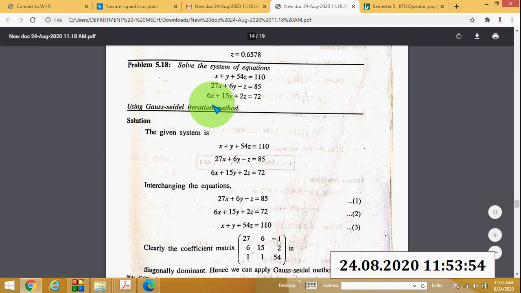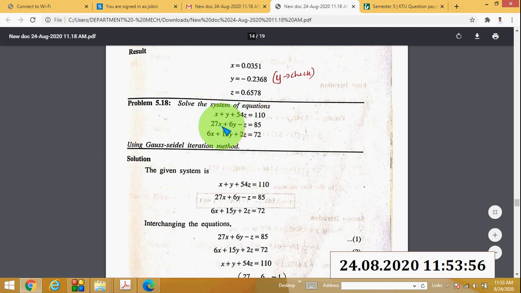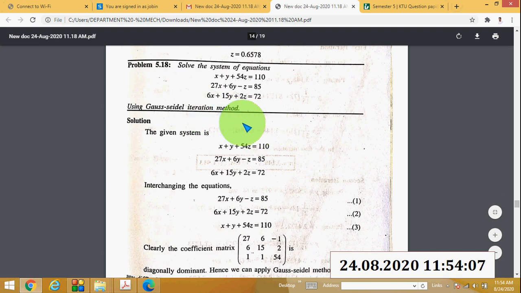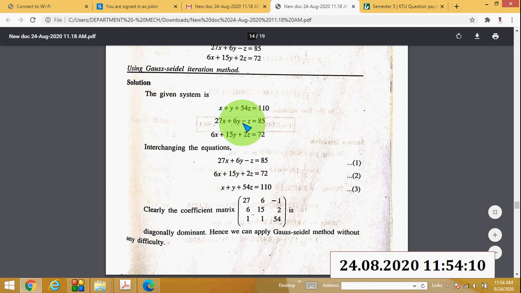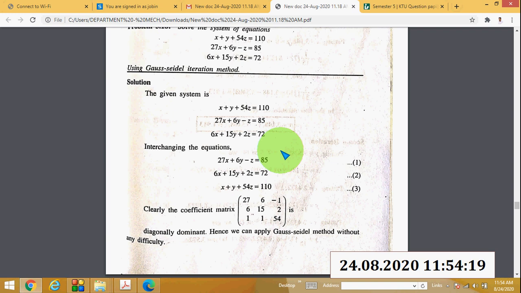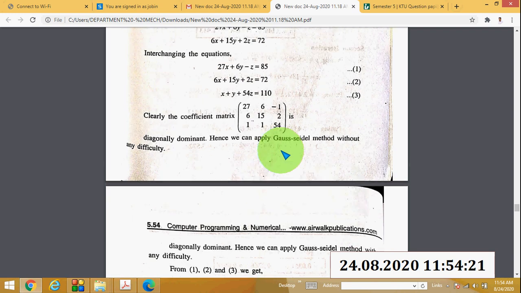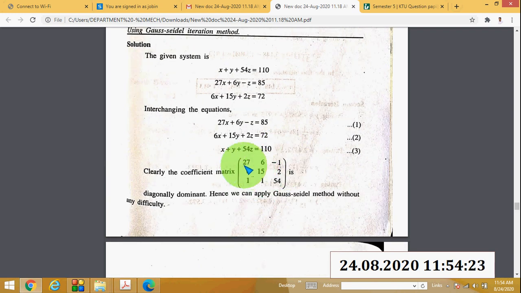Now solve another equation: x plus y plus 54z is equal to 110, 27x plus 6y minus z is equal to 85, 6x plus 15y plus 2z is equal to 72, using the Gauss-Seidel iteration method. First you write the equation, and when you write the coefficient matrix, you can see that this coefficient matrix is not diagonally dominant. Sorry, the entries 27, 15 and 54 are the diagonal ones.